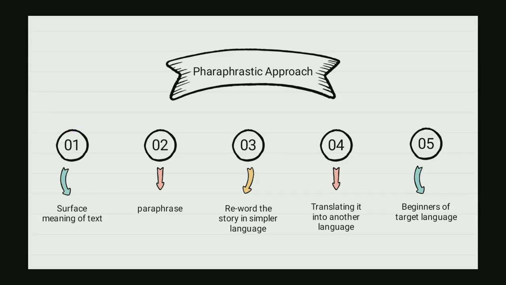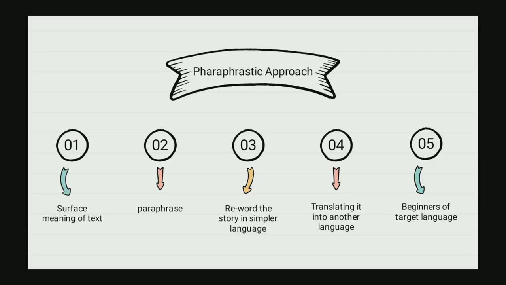So these are the points that you must remember about the paraphrastic approach. 1. Surface meaning of the text. 2. Paraphrase. 3. Reword the story in simpler language. 4. Translating it into another language. 5. Beginners of the target language.